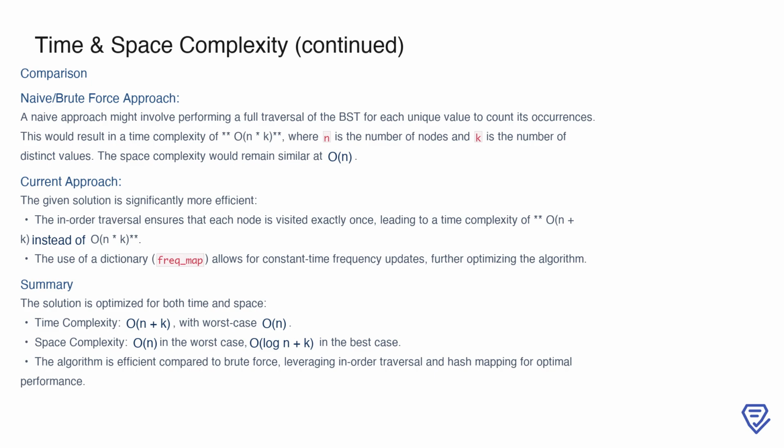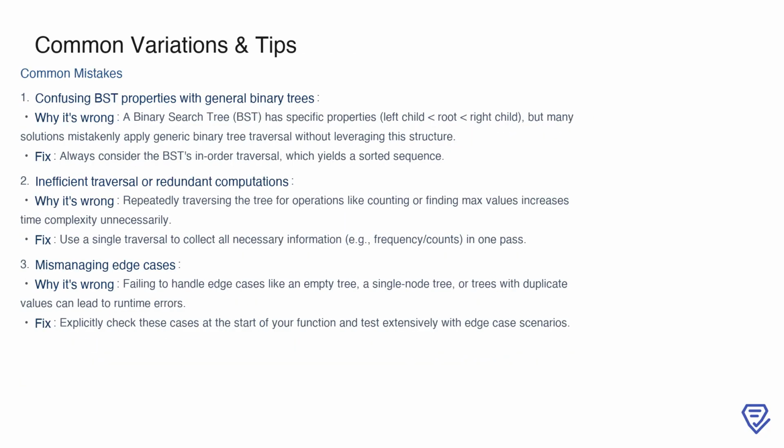In summary, the algorithm achieves a time complexity of O(n + k), with a worst-case scenario of O(n), and a space complexity of O(n) in the worst case, or O(log n + k) in the best case. This makes it both time and space efficient compared to the naive approach, striking a balance between simplicity and optimization. When solving this problem, there are a few common mistakes to watch out for.